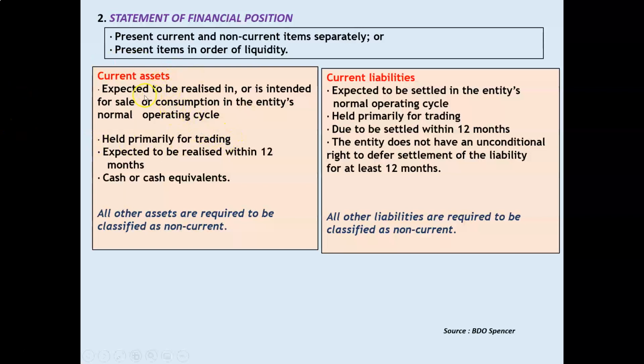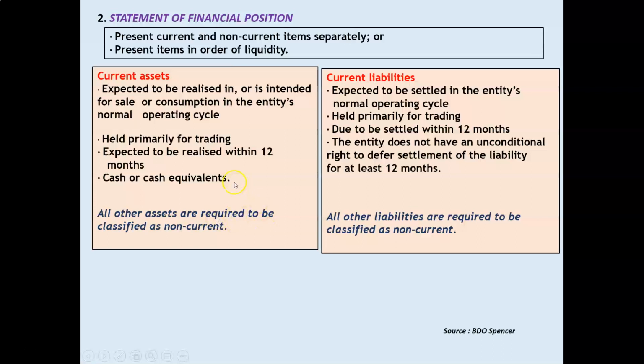Now, let's read it again. The current asset is expected to be realized in or is intended for sale or consumption in the entity's normal operating cycle. It must be held primarily for trading. It must be expected to be realized within 12 months after the financial year end. That must be added there. And it must be cash or a cash equivalent.